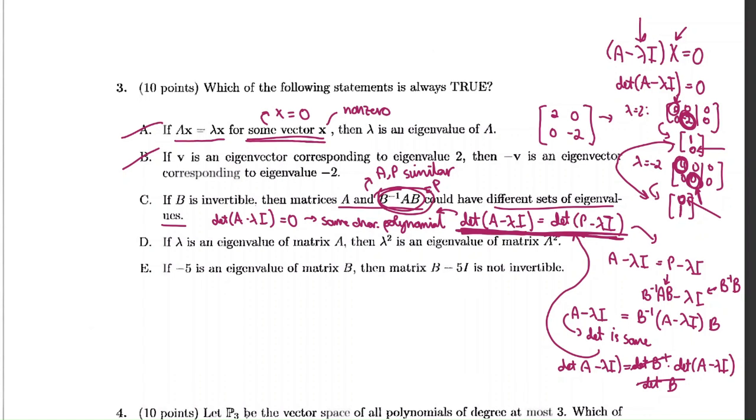So just to recap, we found that if we have the same characteristic polynomial for A and B inverse AB, then we'll have the same eigenvalues, and we want to test if this is true or not. To figure out if it has the same characteristic polynomial, we first figure out if the determinant of A minus lambda I and the determinant of B inverse AB minus lambda I are the same. Those determinants will certainly be equal if A minus lambda I equals P minus lambda I. We can do some fancy manipulations and get this result here. And then when we take the determinant of both sides, we find that the determinant of A minus lambda I equals the determinant of P minus lambda I, which confirms that we have the same characteristic polynomial, and thus the same sets of eigenvalues. So the statement that they have different sets of eigenvalues is false.